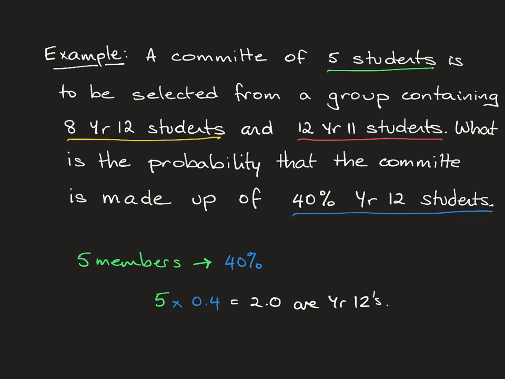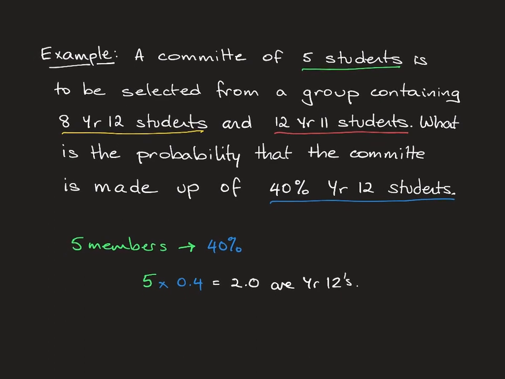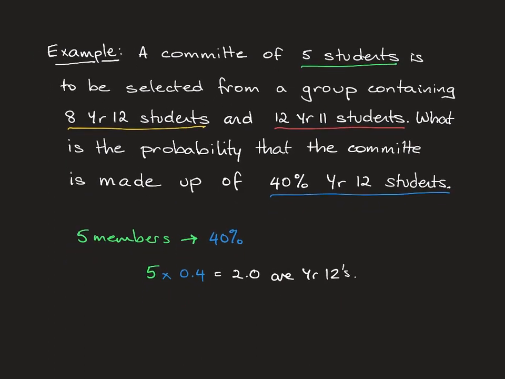So let's do this. I don't want to do a tree diagram with 5 people, so let's do it using combinations. So our combinations go. We need to select 2, so let me just put our C's as a C times a C divided by a C. And on the top we need 2 Year 12 students. 2 are Year 12s. And we have 8 Year 12s to select from.